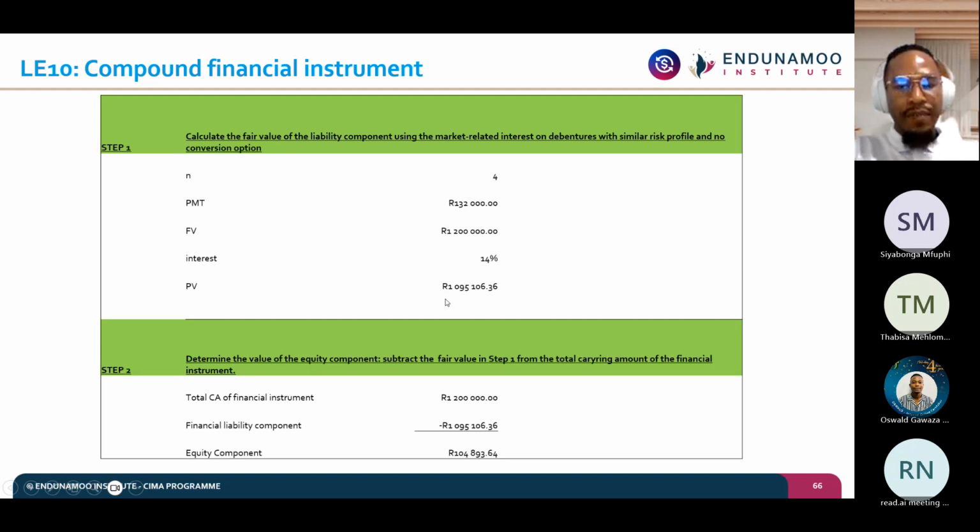1,095,000. What we know is that on the 1st of January 2021, what went into the bank account is 1.2 million. That is the carrying amount of the financial instrument as a whole. When you subtract the financial liability of 1,095,000 from it, what is left is the equity component, and that is 104,893 rand and 64 cents.